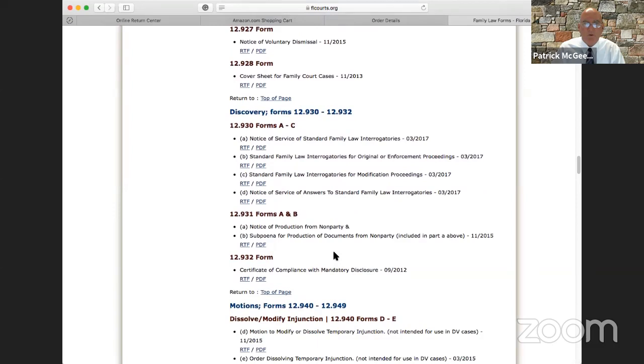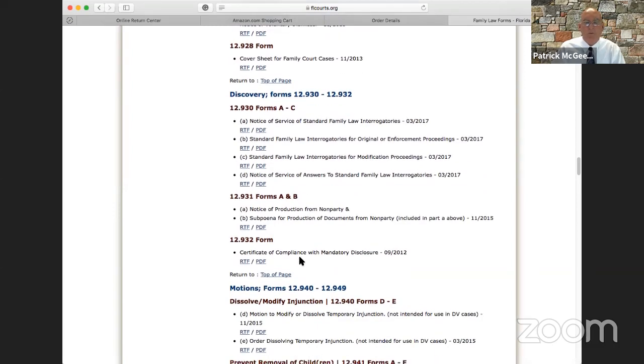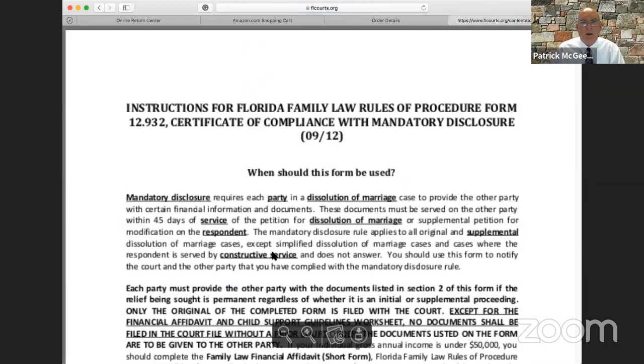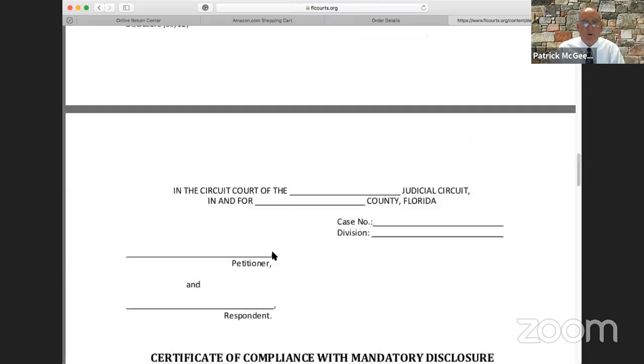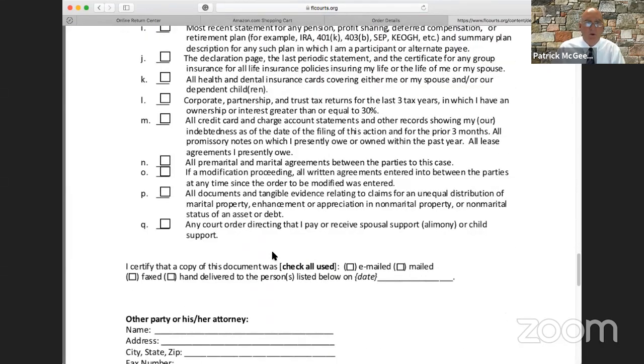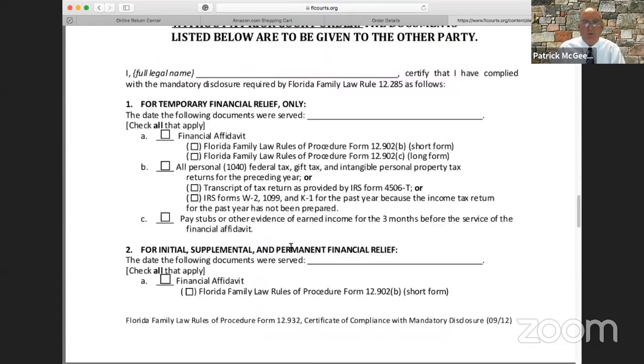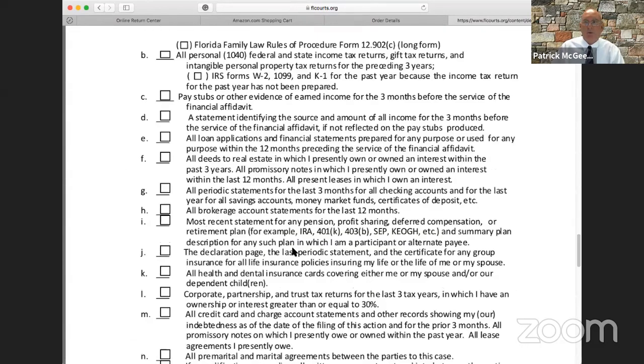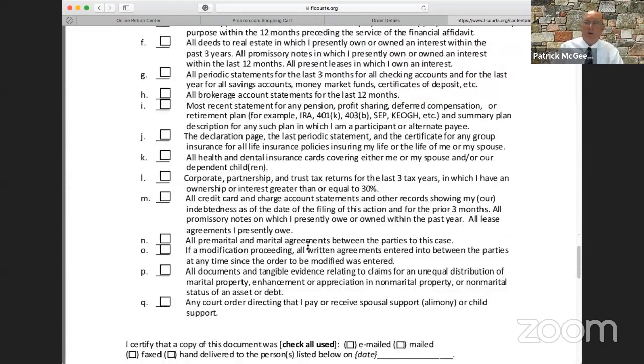Interrogatories, production, certificate of compliance with mandatory disclosure, Florida Family Law Form 12.932. So we'll go into that. And there's the instructions. Again, all forms come with instructions, and it's a checkoff list. And you go through it and you check off everything that's provided. This is the paper you file with the court. You do not file the actual bank statements or whatever.